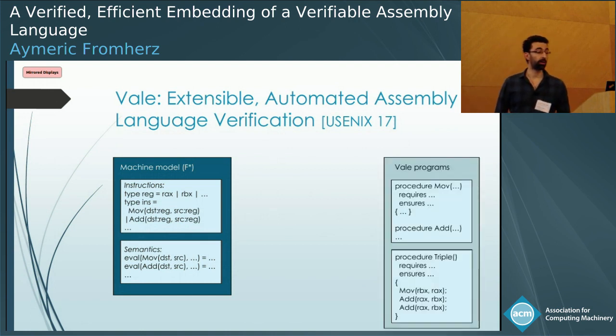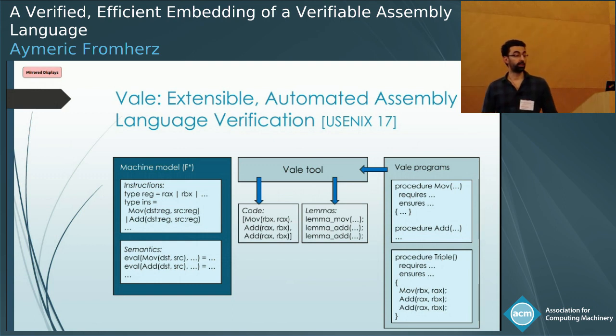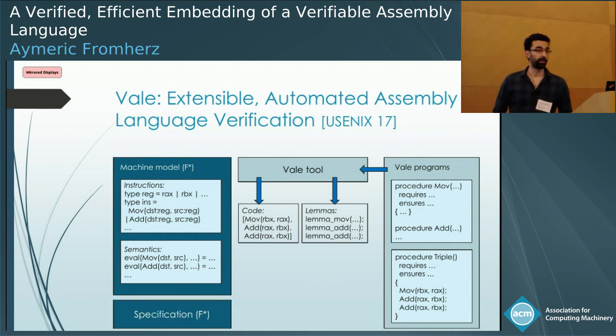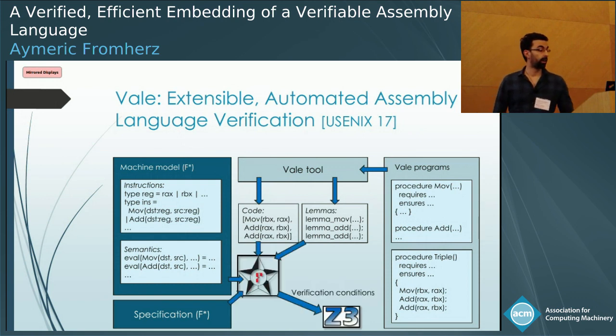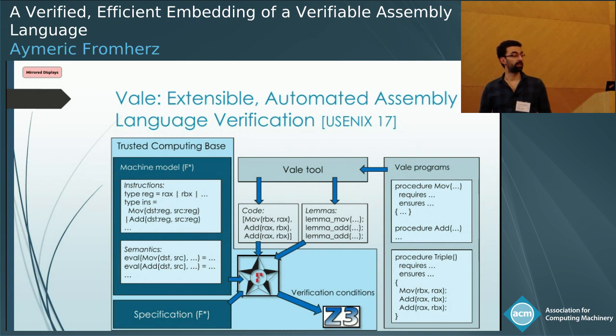A programmer can then write some code in the Vale language that allows specification using a Hoare logic style. This code will be translated to some generated code that will actually use the machine instructions and the machine semantics. And a programmer can then write a specification for a program that he or she wants to specify in F*. And finally, all of this will be passed to F*, which in turn relies on Z3 for verification. One of the nice things about this approach is that the trusted computing base only consists of our verification tools, namely F* and Z3, of our model of a machine, and of our specification. The Vale tool doing the translation at the top here is completely untrusted.